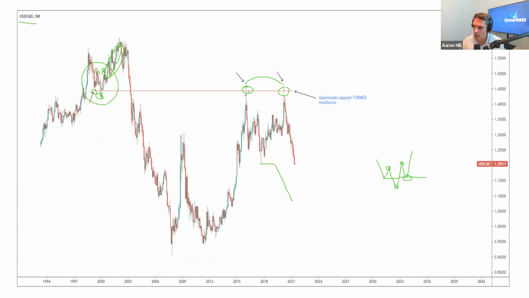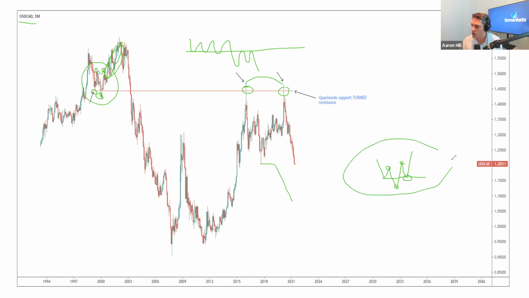It's very, very simple here. It's the same as we have a support: support, support, support, break, resistance, resistance. It's exactly the same for the Quasimodo. This is a Quasimodo support that failed to offer us a floor, and it's become a resistance once it's tested again. Nothing more. This is a really good example.